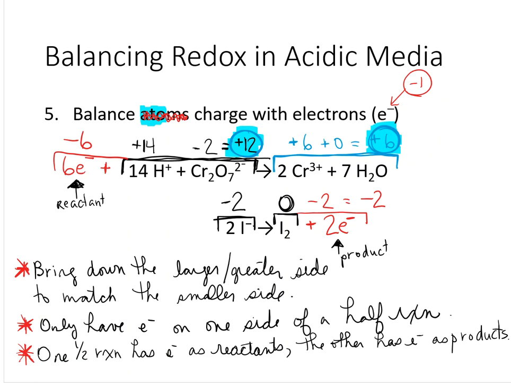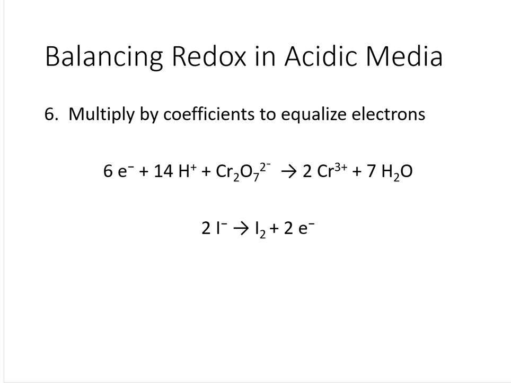All right. Step 6, multiply the entire equation by a coefficient to equalize the electrons. So focusing in on the electrons, we have 6 electrons going in our top half reaction. We have 2 electrons coming out in the bottom reaction. I don't have to touch the top reaction. I'm going to multiply that one just by a big old coefficient of 1. But I'm going to multiply the bottom by a coefficient of 3. Multiplying the bottom one by a coefficient of 3 gives me 6 electrons.